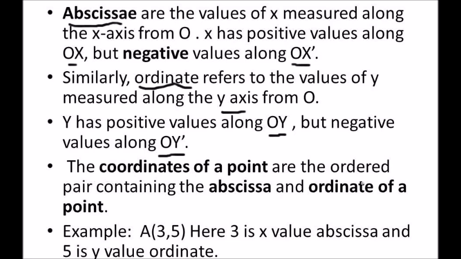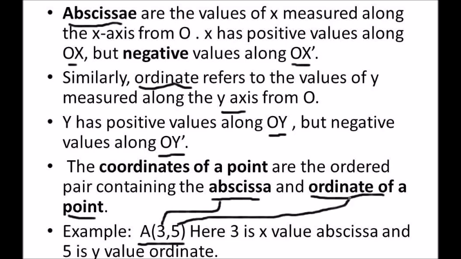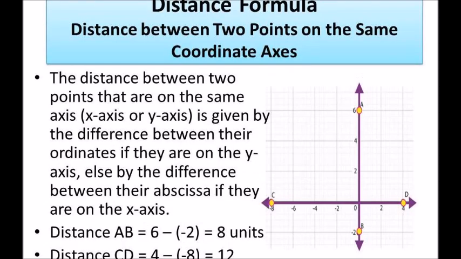The coordinates of a point are the ordered pair containing the abscissa and ordinate of a point. For example, A (3, 5). Here 3 is the x value, the abscissa, and 5 is the y value, the ordinate. Now move on to distance formula. Distance between two points on the same coordinate axis.